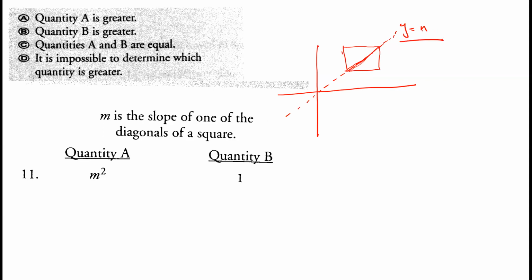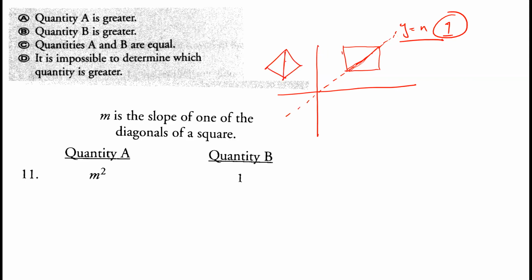Now m is the slope of one of the diagonals of a square. Now let's suppose this is your slope, this is y equals x. Over here we have a square. Now the slope of this diagonal would be 1, because the slope of y equals x is always 1. But we can have different squares. We can have a square like this.